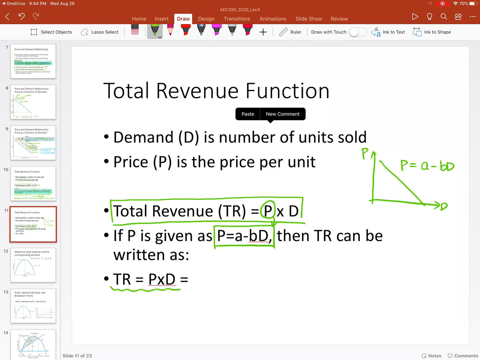Okay, let's see. So total revenue is P times D, that's true. And if we replace P by A minus BD, so we can have A minus BD, so that's P, right? Times D. So nothing changed. We just replace the P by something in A minus BD, right? And if you open this bracket or parenthesis, what you have is A times D minus B times D squared.